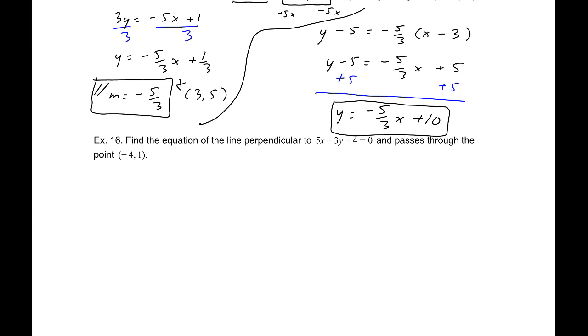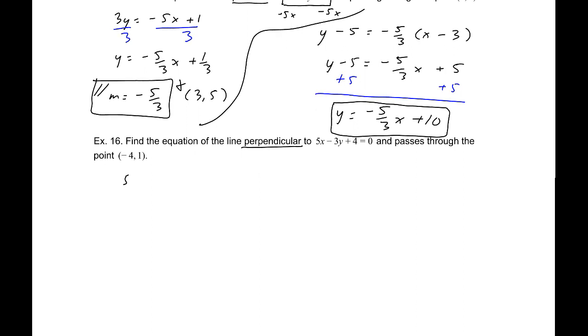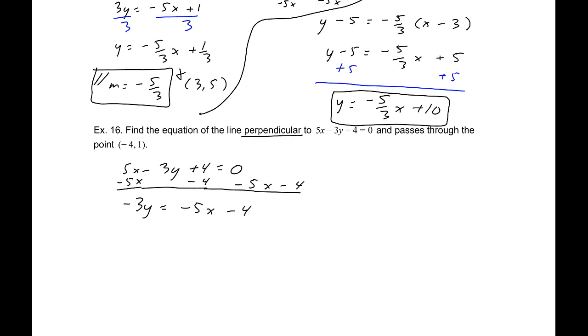All right, our last question for this section. Find the equation of the line perpendicular to 5x minus 3y plus 4 equals 0 and passes through the point negative 4, 1. So to find the perpendicular slope, we still want to find the slope of that line. So 5x minus 3y plus 4 equals 0. Let's isolate the y values. This will be negative 3y equals, we'll subtract those from both sides. Negative 3y equals negative 5x minus 4, dividing by negative 3. Our slope is 5/3 x plus 4/3. There's the equation of our line.